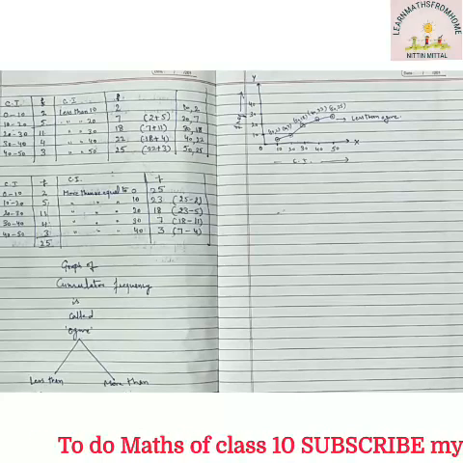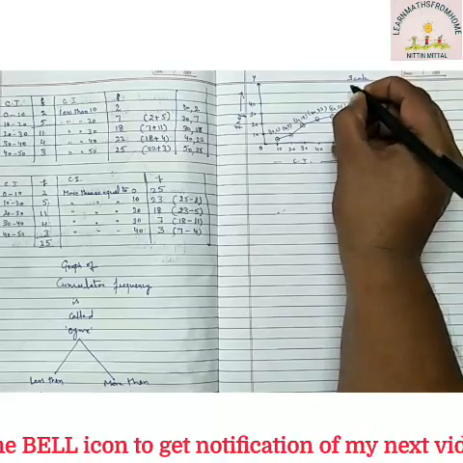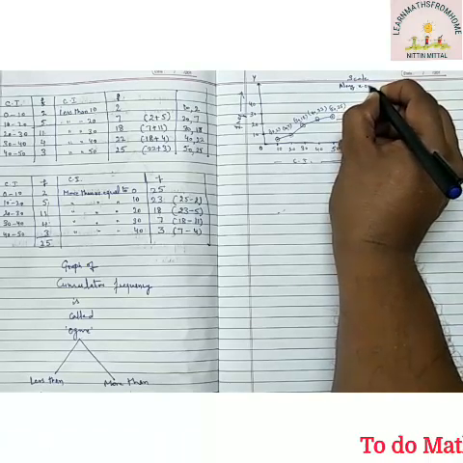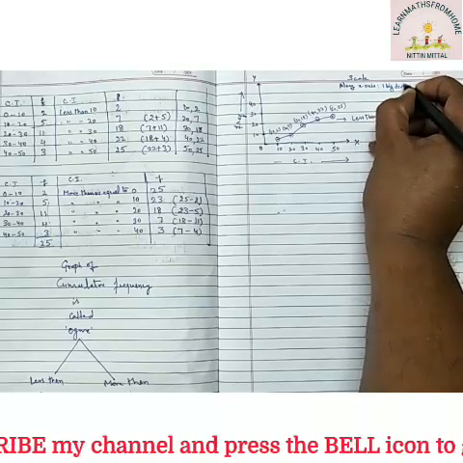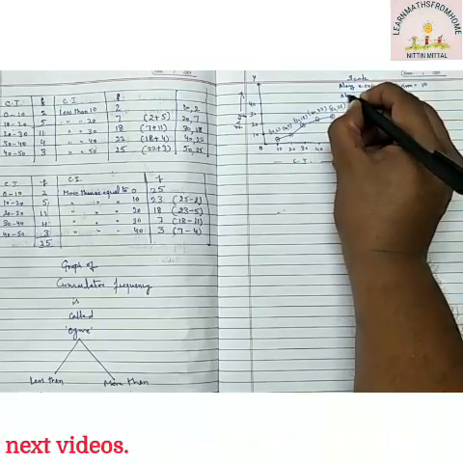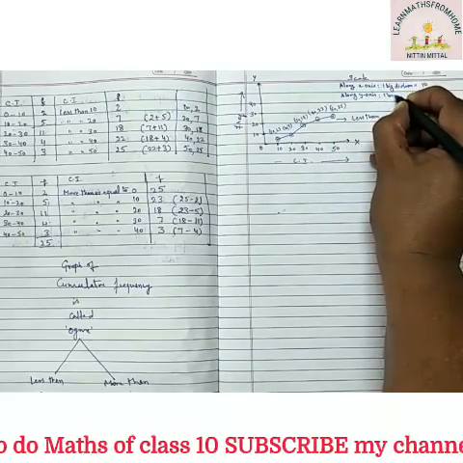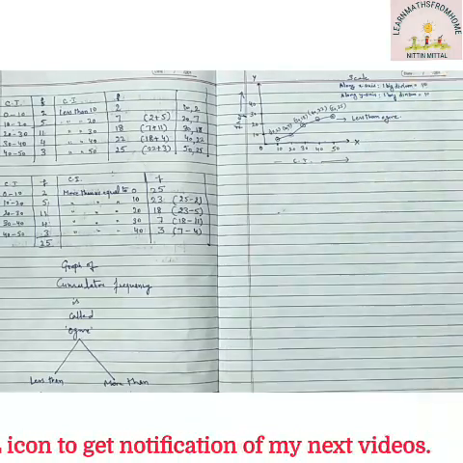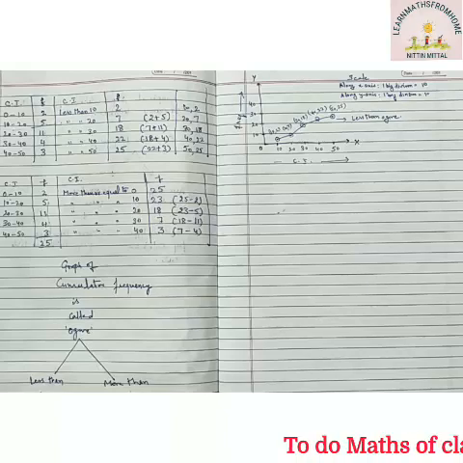The next part is you must mention the scale. So scale, you must mention scale along x-axis, one big division is equal to 10, and along y-axis, one big division is equal to 10. Now on y-axis and x-axis scale can be different, it need not be the same. So these are the important points.